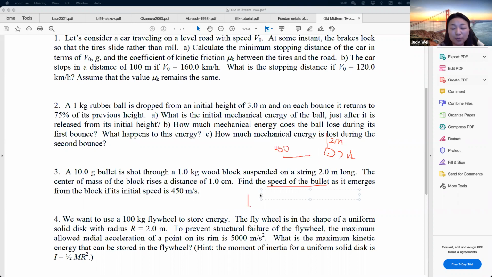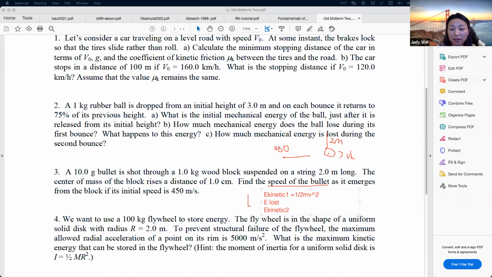So we can write down what we need here. We need the kinetic energy EK equals 1/2 mv², right? We know the mass is 10 grams and the velocity is 450, so that's for the initial one. We want to figure out the energy lost, and then the kinetic energy two.